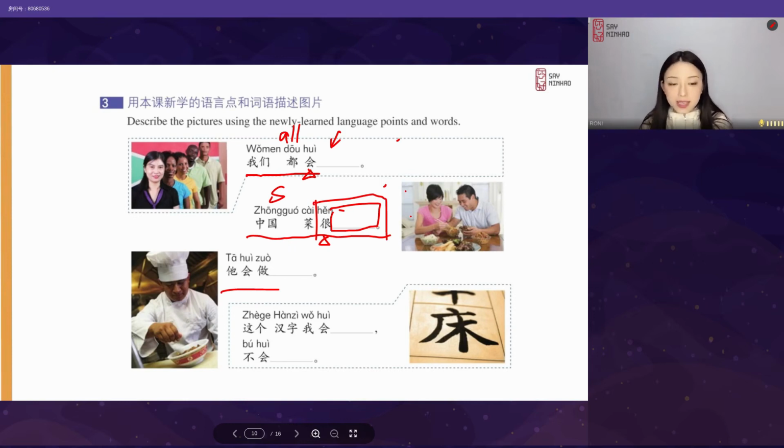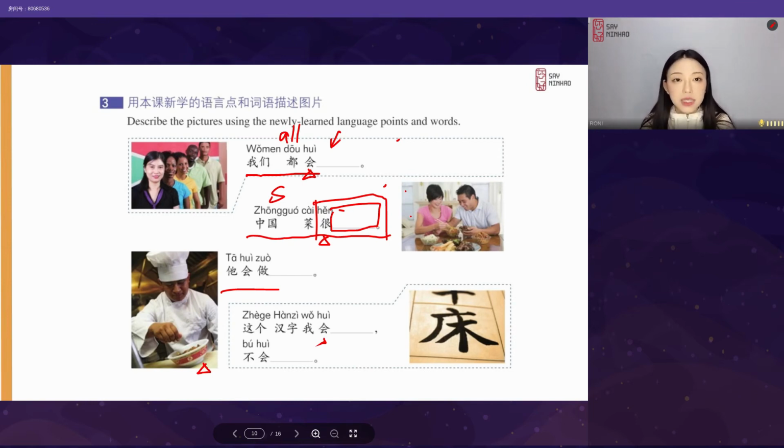做 means to make. And today we've learned a special expression of 做, which is 做菜, right? 他会做菜, which means he can cook. And let's see, it looks like a Chinese bowl. Maybe he's cooking Chinese dish, so we can still put a 中国菜 in this blank. Okay, last one. 这个汉字我会 what? 不会 what? Okay, another way.